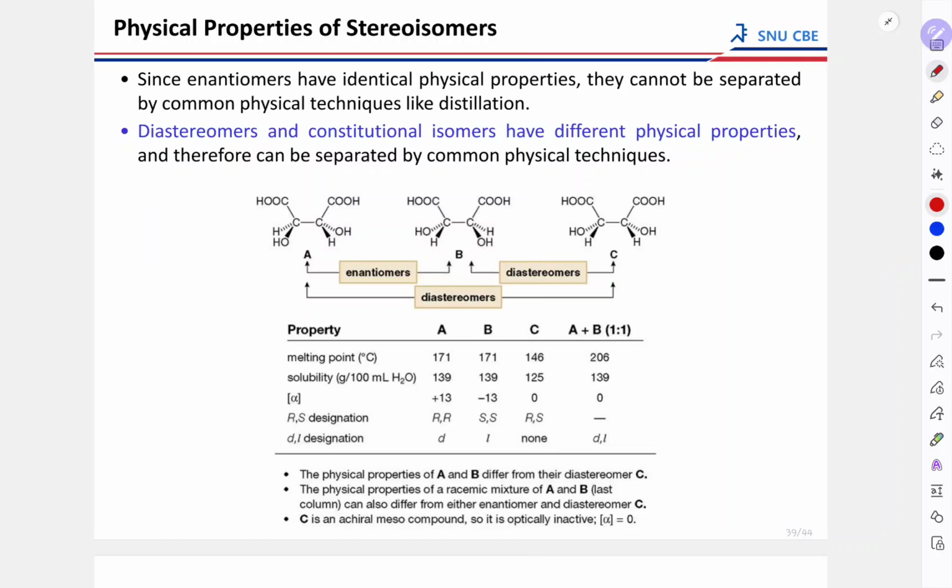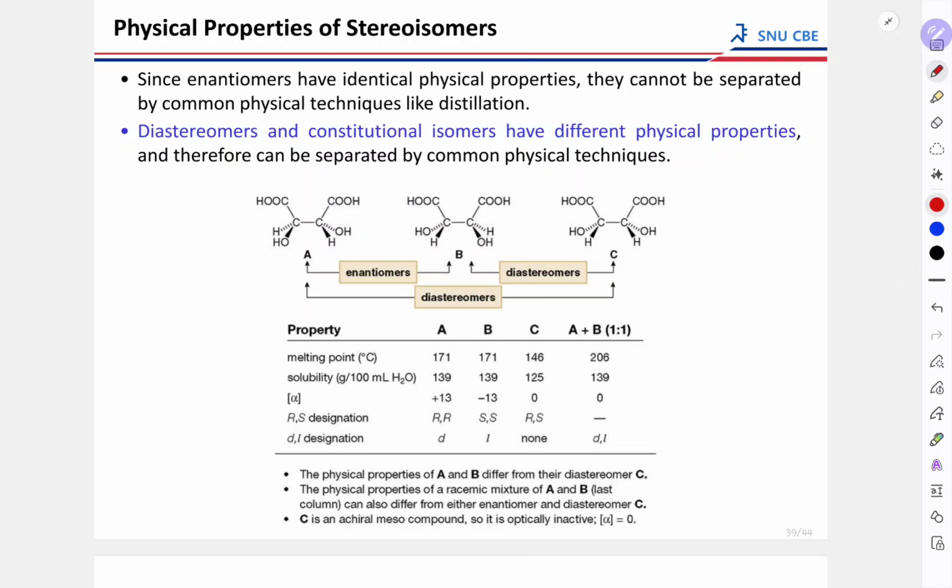What about diastereomers? Diastereomers are non-mirror-image isomers. They have different physical properties, so in theory, you can separate them. Take the example here: you have A, B, C molecules. A and B are enantiomers to each other, but A and C, and B and C, have a diastereomer relationship. That means you can separate B out of C, or A out of C.